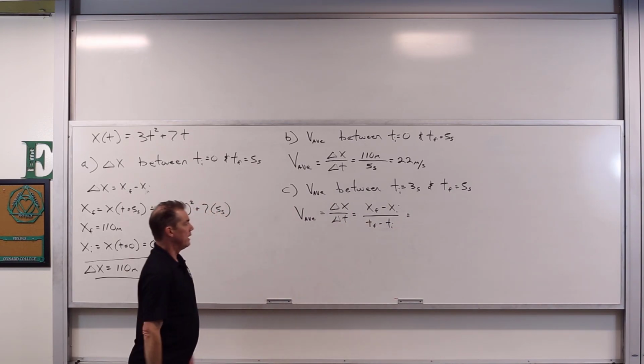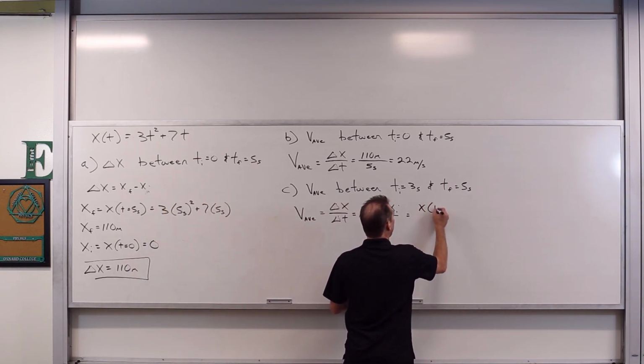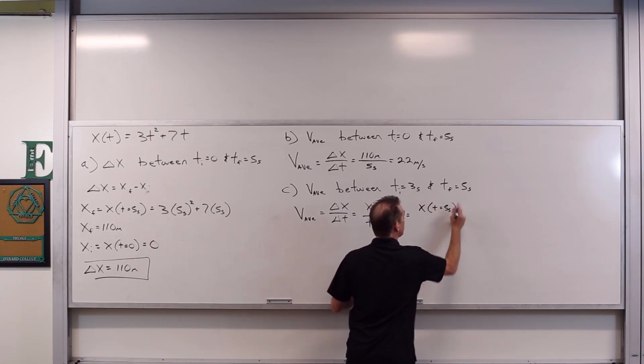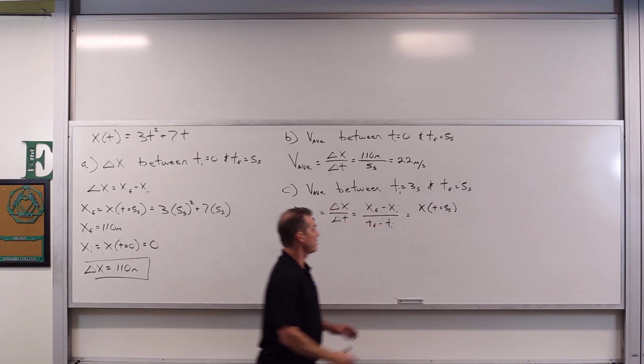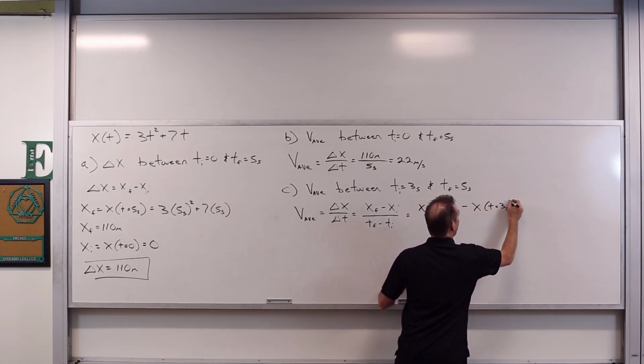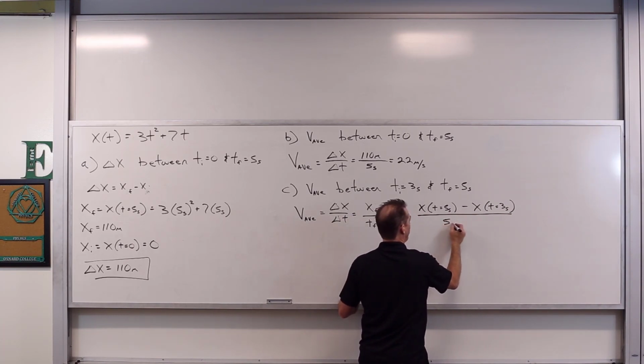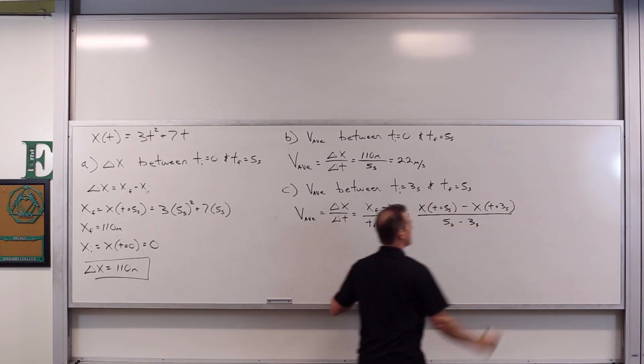X final is our final x position. So that is going to be x of t is equal to 5 seconds. The later moment in time is the final position, minus x of t is equal to 3 seconds, divided by, well, 5 seconds minus 3 seconds.